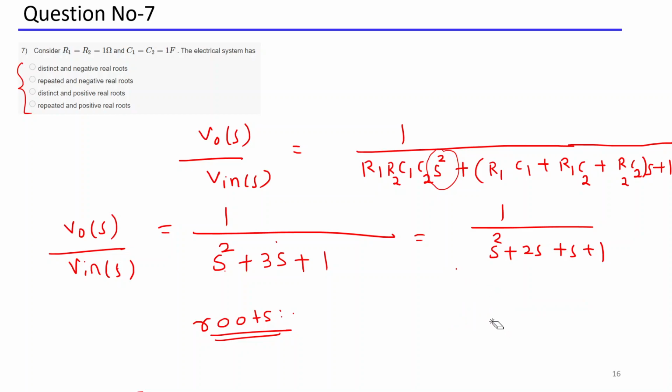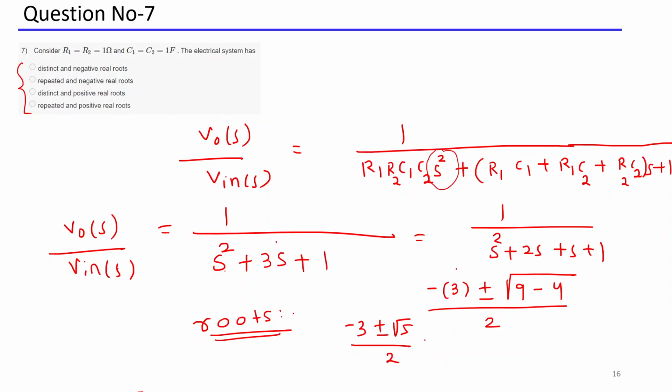Minus b plus minus root of b square minus 4ac, divided by 2 into 1. So this will be minus 3 plus minus root 5 by 2.